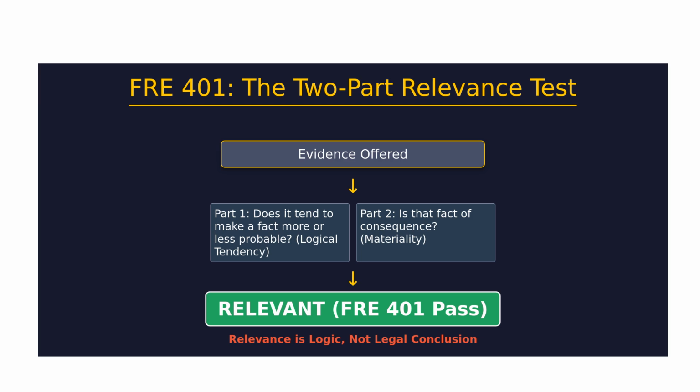It is critical to understand that relevance under Rule 401 is purely a question of logic and probability. It is not a determination of ultimate legal conclusion, such as guilt or liability. If the evidence passes this logical threshold, it is relevant, and only then can we proceed to the next step.